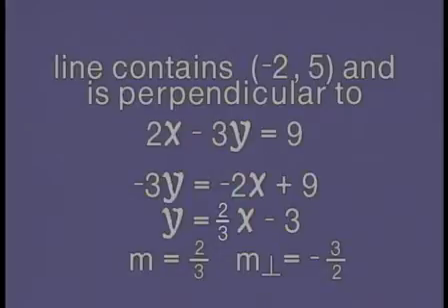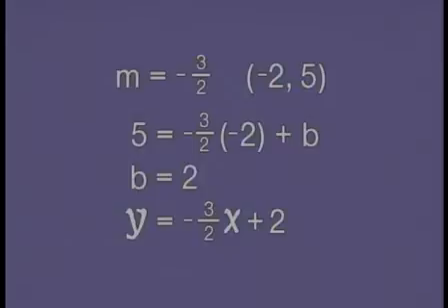So we know, as indicated on the visual, that if the slope of the line is 2/3, the slope of the line perpendicular to it is the negative reciprocal, or negative 3/2. Okay. The next visual completes the problem.